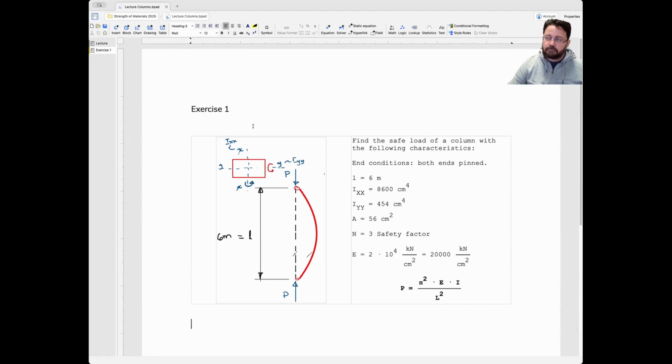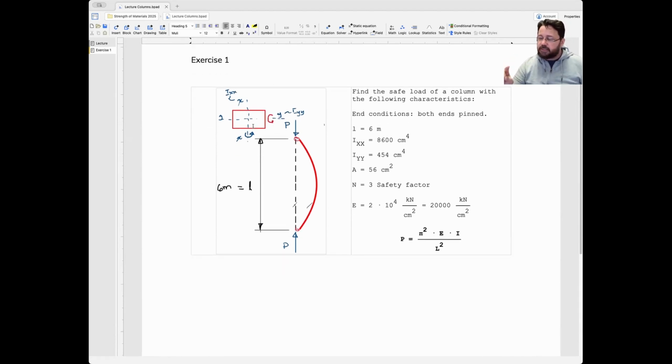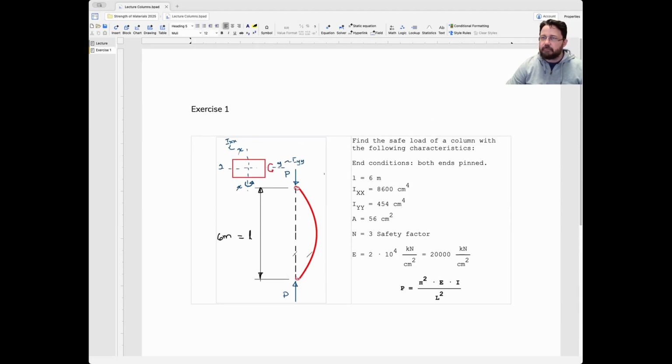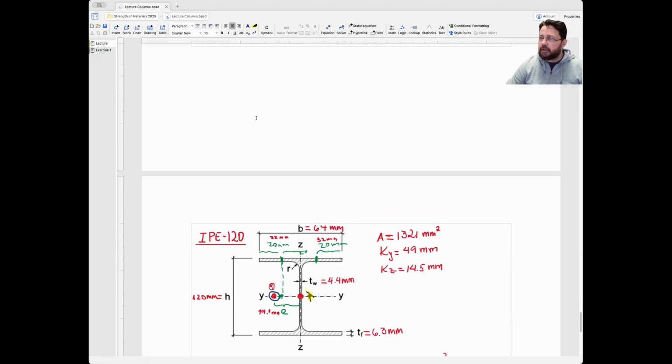Simple column. I'm going to mix a few things here, but it says something like this. Define the safe load of a column with the following characteristics. So both ends are pinned. We remember that if both ends are pinned, the physical length is going to be equal to the effective length, because I can actually come here and bring the table.